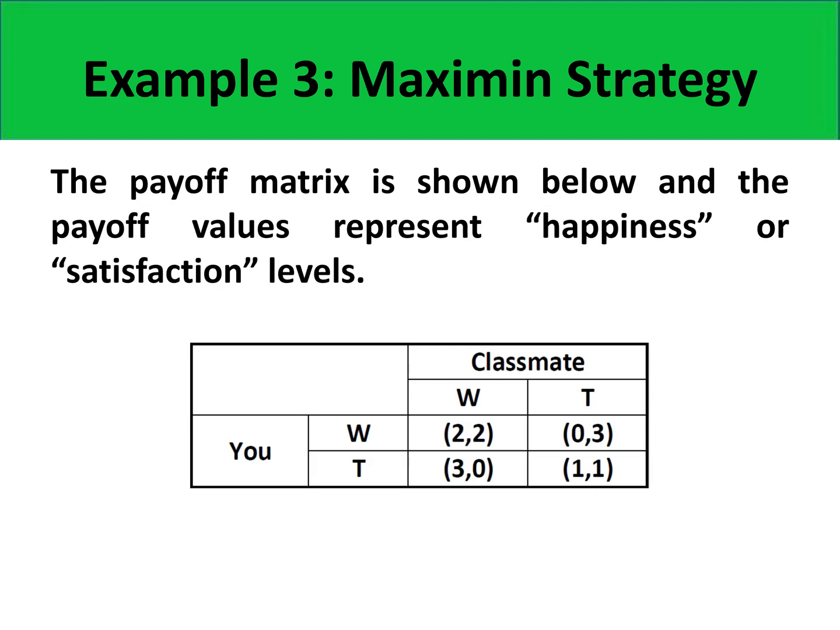The payoff matrix for the working on a project game is shown on your screens. The payoff values that you see represent happiness levels or satisfaction levels. So for example, if you will work hard and your classmate would take it easy, you will get 0 as happiness level and your classmate would get 3 as happiness level. This is very logical because you're the one who worked hard and your classmate just waited for an output. So that means your classmate would be much happier than you.